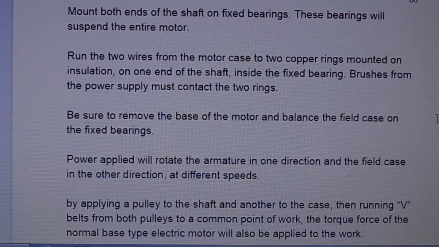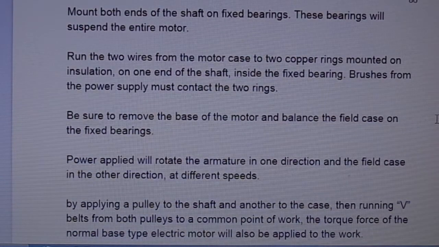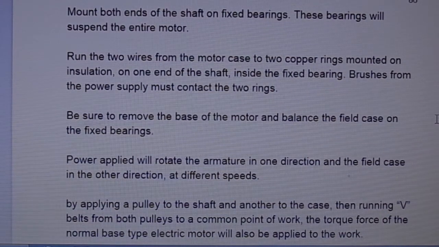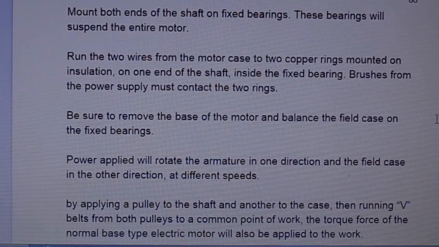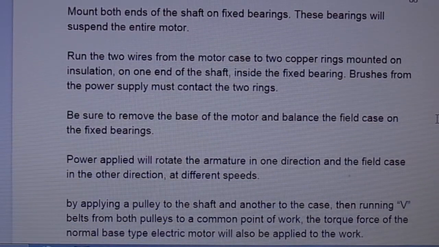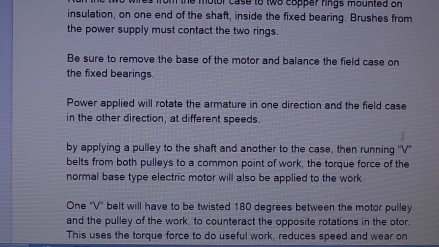Mount both ends of the shaft on fixed bearings. These bearings will suspend the entire motor. Run the two wires from the motor case to two copper rings mounted on insulation on one end of the shaft inside the fixed bearing. Brushes from the power supply must contact the two rings. Be sure to remove the base of the motor and balance the field case on the fixed bearings. Power applied will rotate the armature in one direction and the field case in the other direction at different speeds.